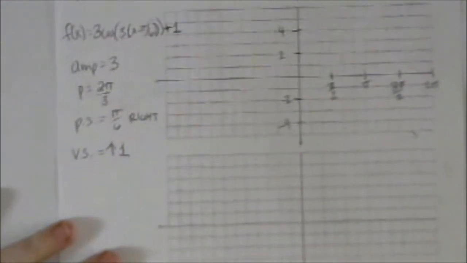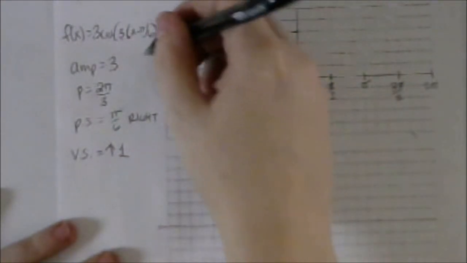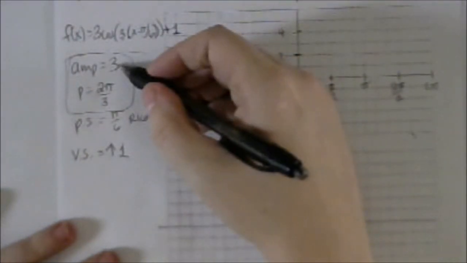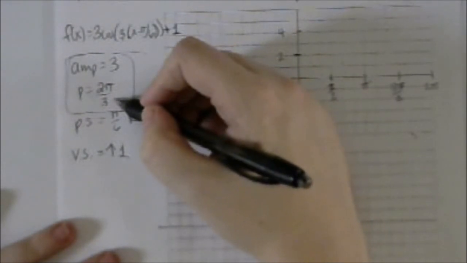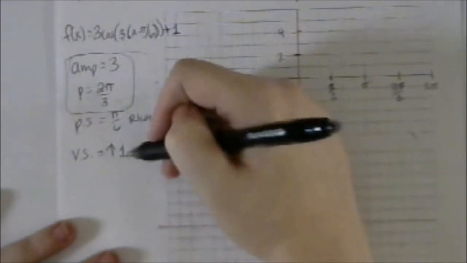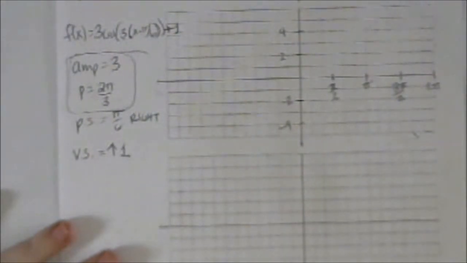I'm going to follow the advice that I've used all through the examples, and I'm going to graph a cosine function that has an amplitude of 3 and a period of 2 pi thirds. Then I'm going to shift that graph pi over 6 to the right and 1 up, point by point.